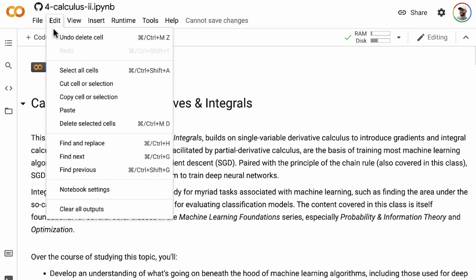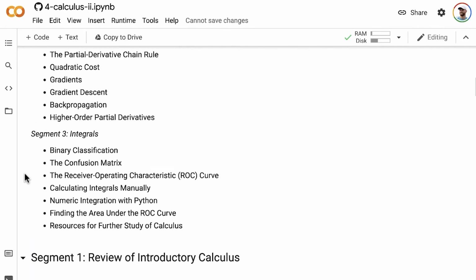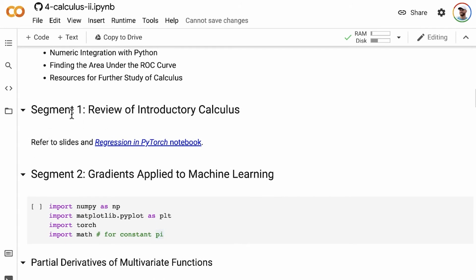All right, so after we've cleared all of our outputs, we are otherwise good to go. The first segment, that review of introductory calculus, was a preceding video focused mostly on slides, reviewing the calculus from subject 3 of the Machine Learning Foundation series that I already expect you to know to be able to move forward here, the really critical stuff. And we also worked through the regression in PyTorch notebook, which stands alone.